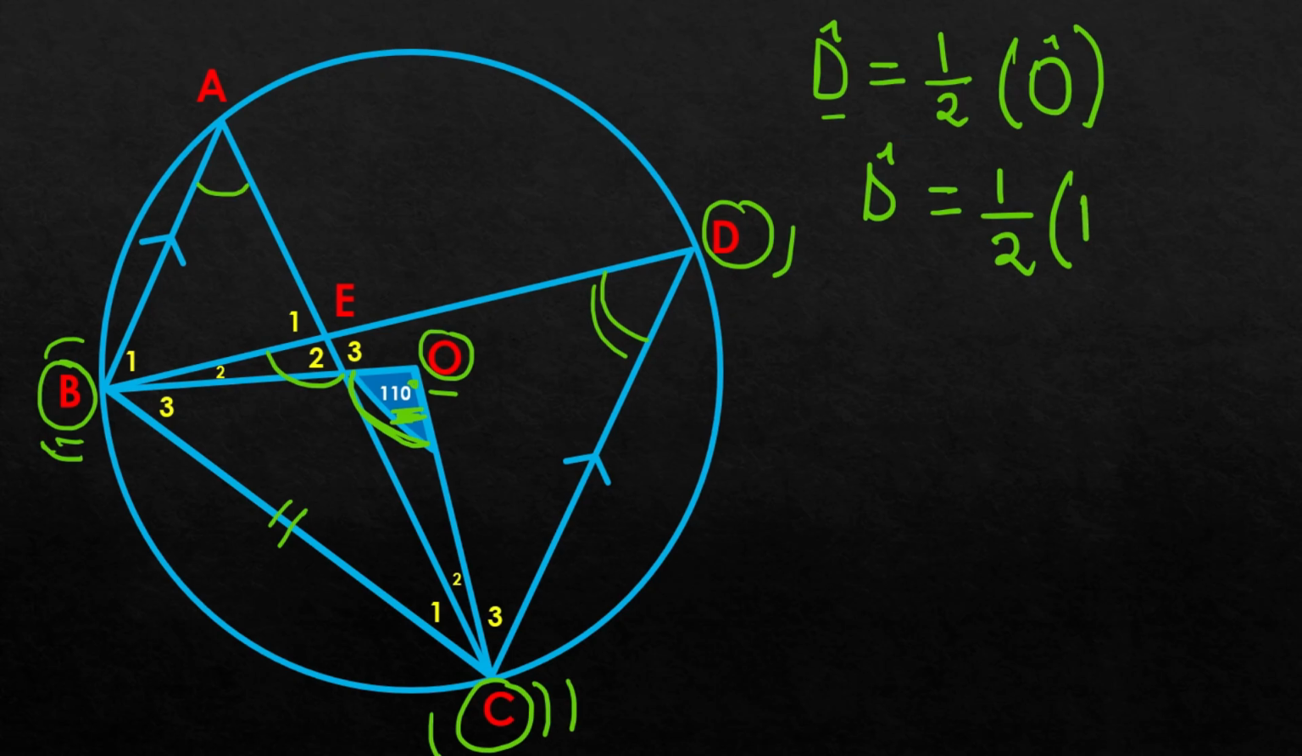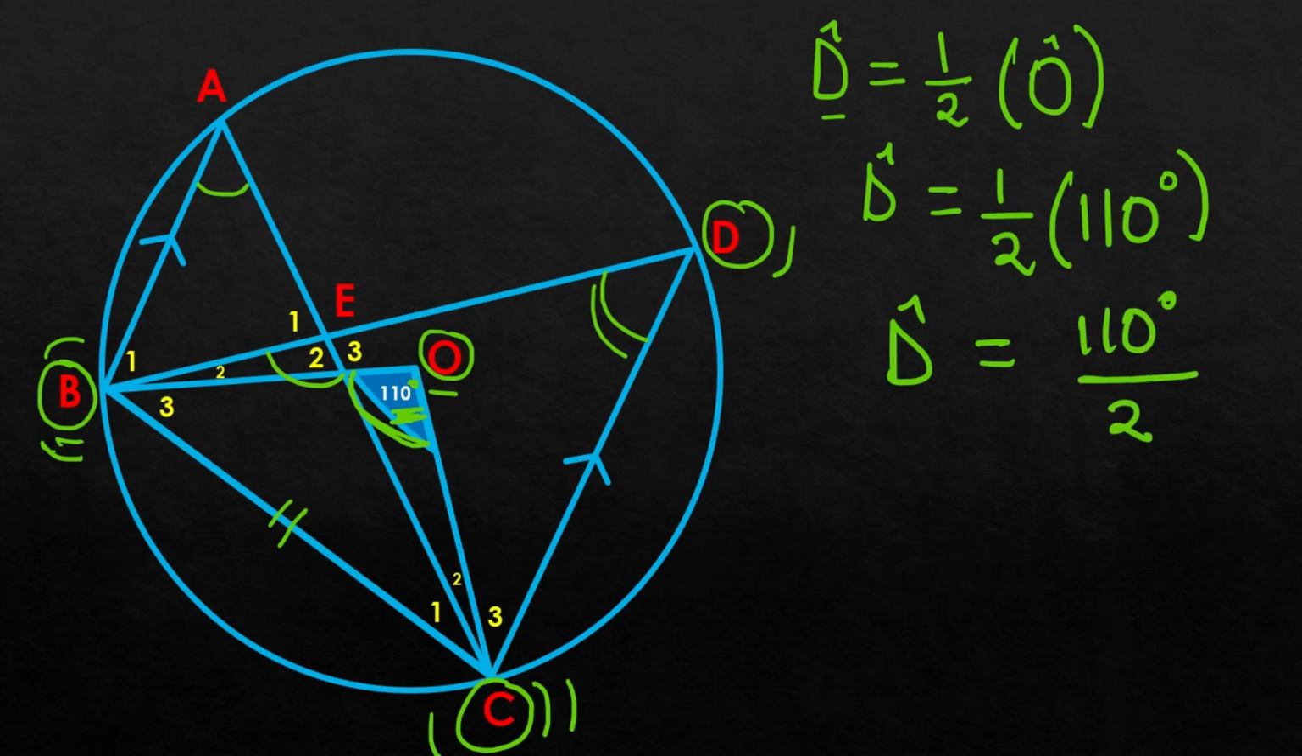The angle O that is given is 110 degrees, and angle D is equal to 110 degrees divided by 2, and therefore D will be equal to 110 divided by 2, which is going to be 55 degrees. That is the angle D. So this is going to be 55 degrees.